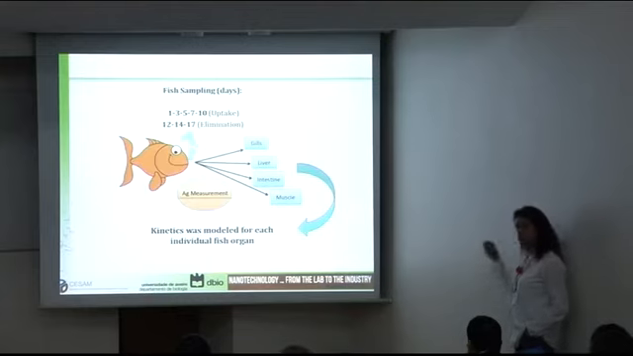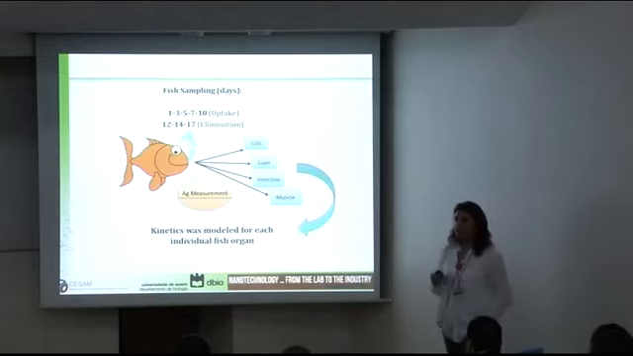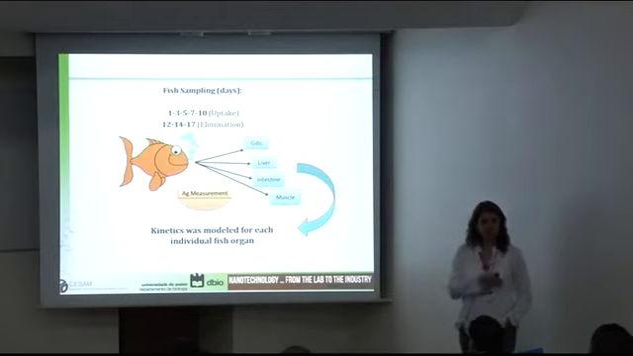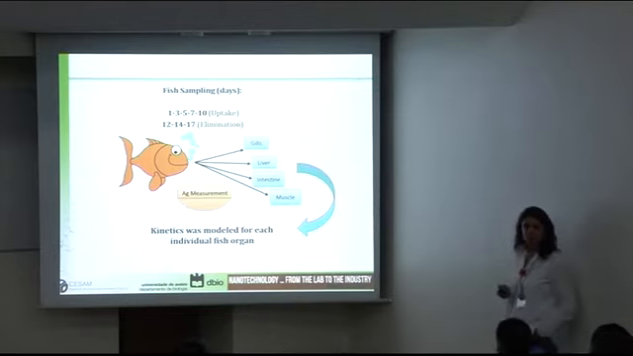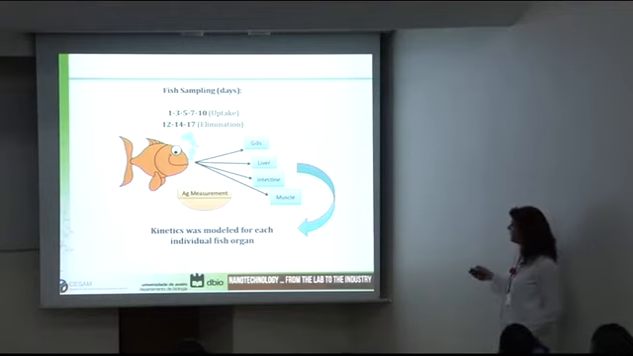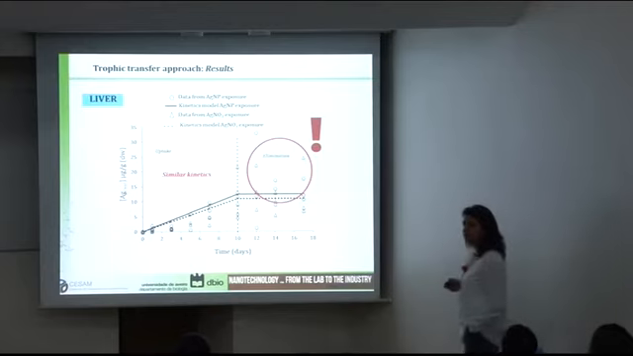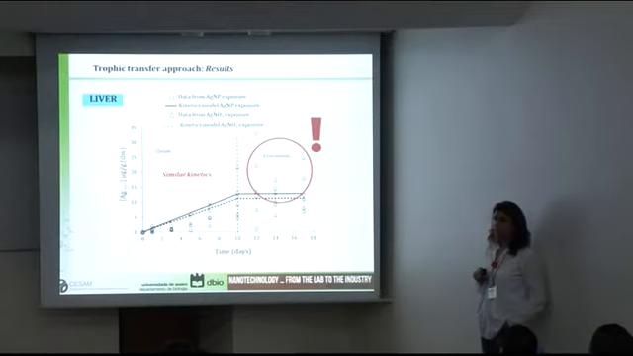So we moved further and we did the same procedure: contaminated algae, contaminated Daphnia, and we fed the fish with these daphnids. And we did exactly the same kinetic approaches, but with several organs from the fish: gills, liver, intestine, and muscle. And we also had a look at the kinetics. Here I'm only showing you some of the organs. First I will show you the liver.